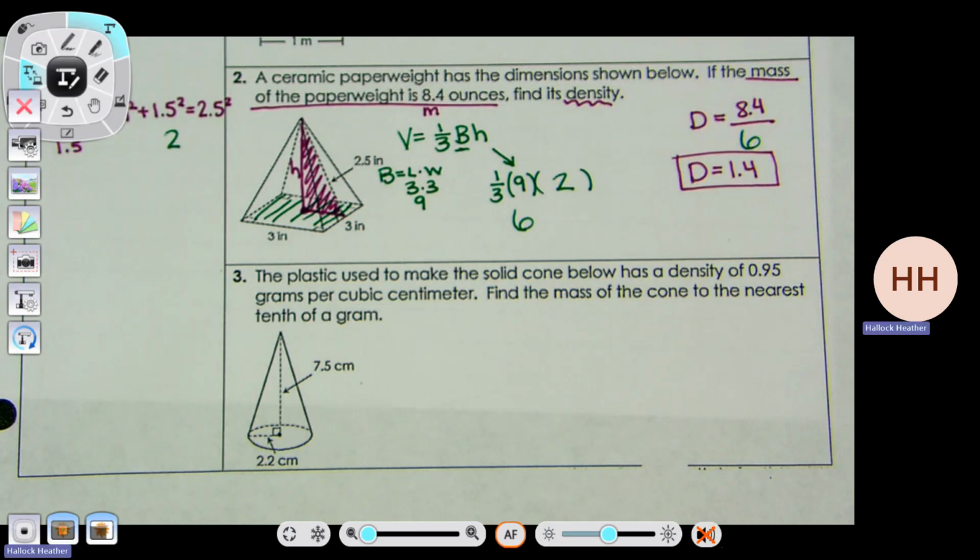Pi r squared, because the base is a circle. Yeah, you're using pi r squared for your circle. For number 3, because of the circle, pi r squared, your r is 2.2. You don't have to split 2.2 in half because it's already a half, because then if you split it in half, you have 4, and you don't get a 4 and a half.